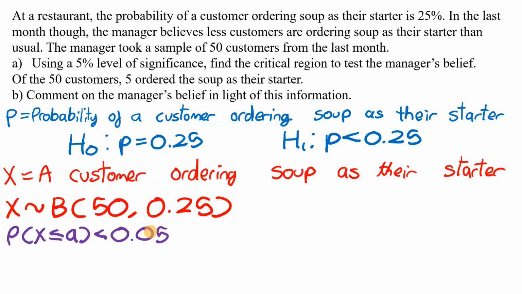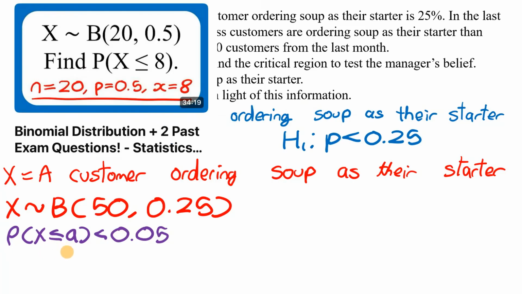Okay, so we need to find the first value of a where the probability that X is less than or equal to a is less than 0.05. We're using 0.05 because we're using a 5% level of significance. Now, we talked about how to find probabilities like these in the binomial distribution video back in year 1, chapter 6. So go back to that if you need a reminder.